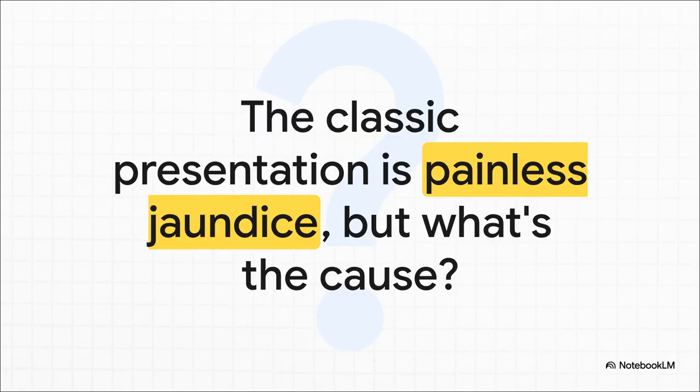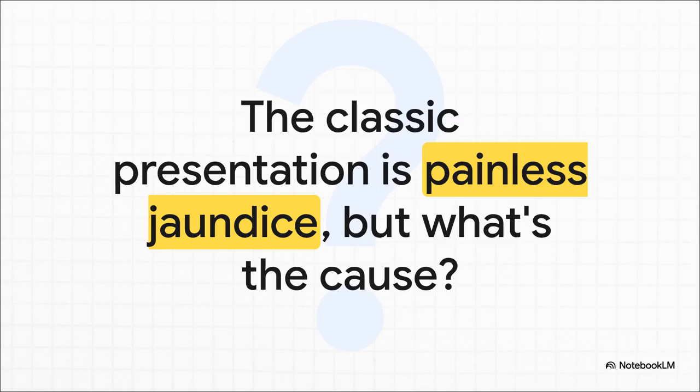You've probably heard the textbook phrase painless jaundice, and yeah, it's a massive clue. But why does it happen? Well, all that backed up bile is loaded with bilirubin, and that's what turns a patient's skin and eyes yellow. So our job is to play detective, figure out exactly where that blockage is, and find a way to open it back up.